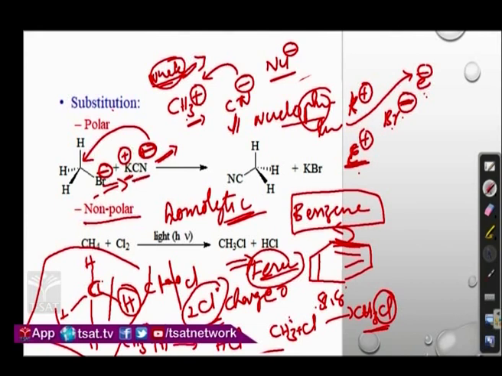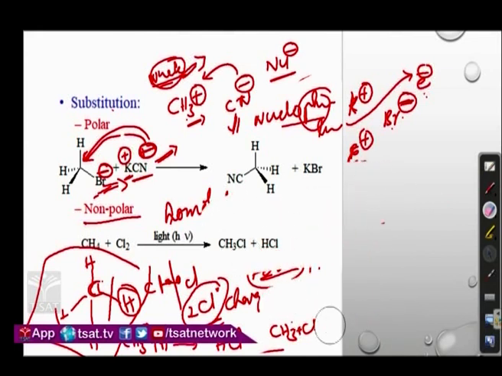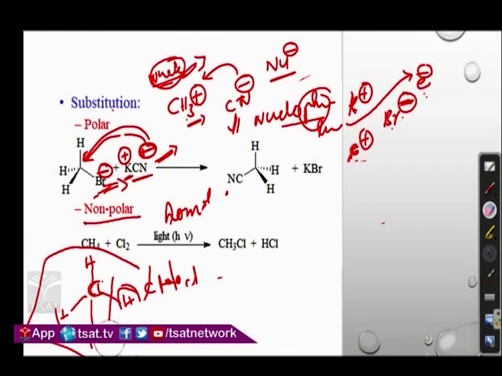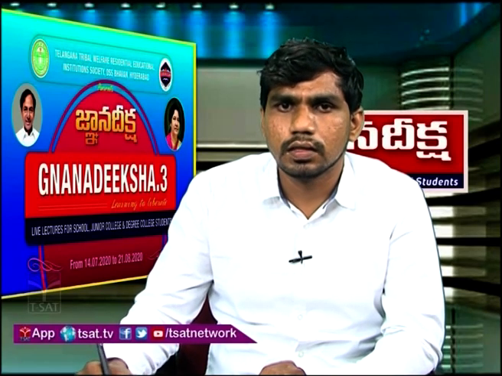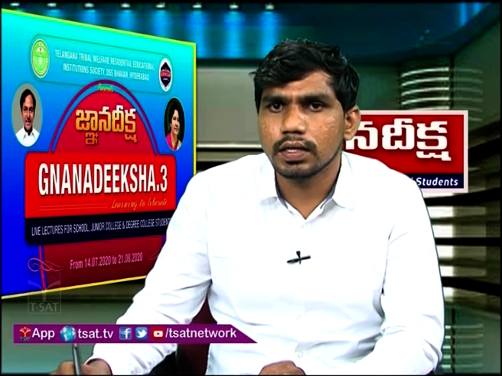This is the specific example of a nucleophilic substitution reaction, where the CN minus nucleophile is going to replace the bromide ion. So this is the basic introduction of substitution reactions and types of reactions. I hope you understand the introduction of substitution and types of reactions.